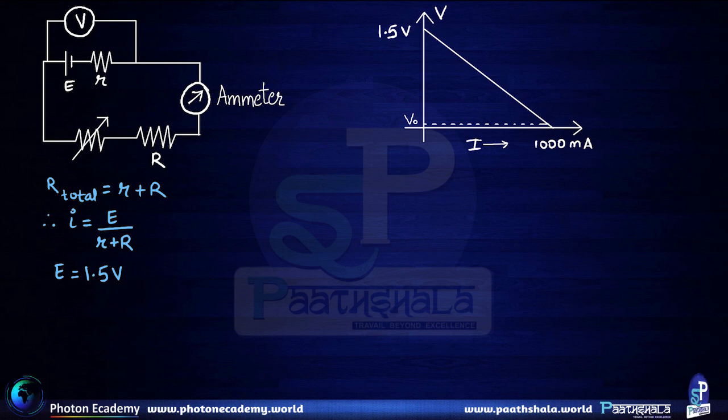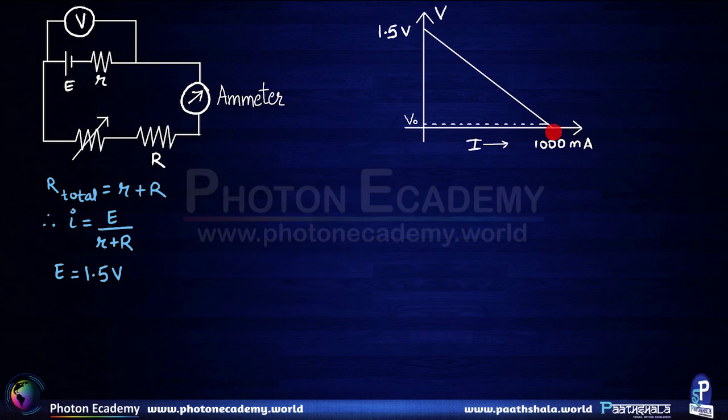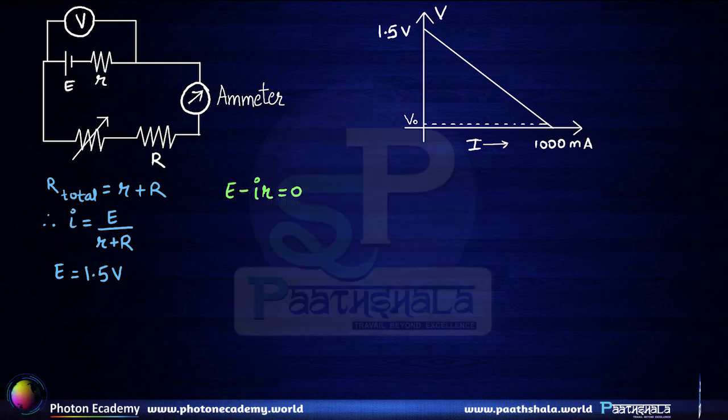Now, when the voltmeter reading is 0, that means the potential across the battery is 0. So we can write E minus IR equals 0 when the voltmeter reading is 0. Now putting the value of I, E minus E upon (r plus R) into R equals 0.